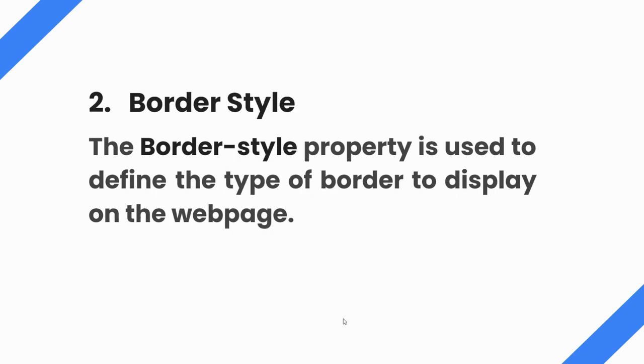Next, we have the border style property, and this particular property is used to define the type of border you want to display on the web page. So as we all know, the border style that is very common is actually the solid style, which gives you a particular line outrightly. But then there are other styles you could have. There's the dashed, there's the dotted. We'll be seeing those other styles when we get to the practical section of this part.